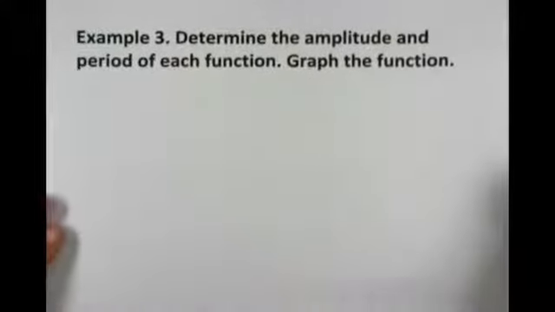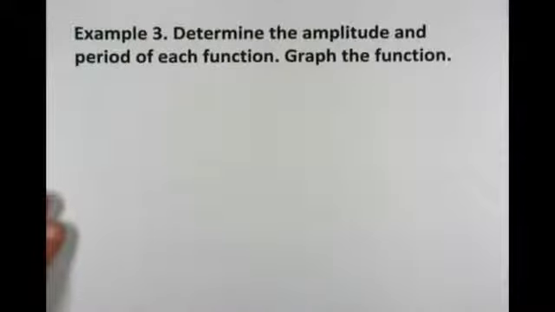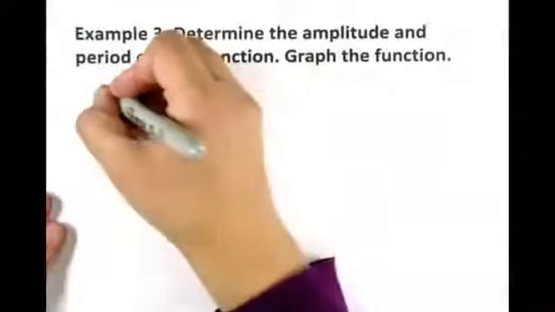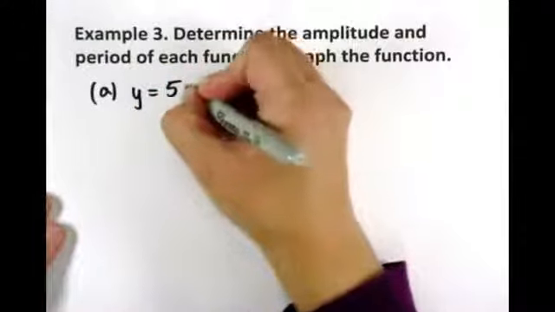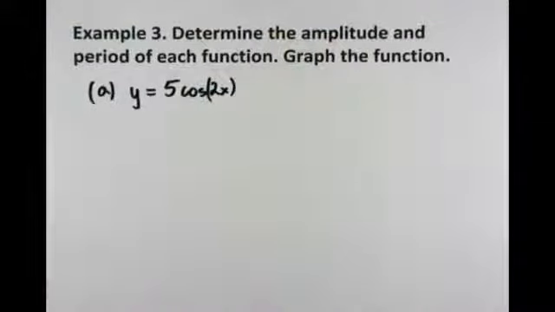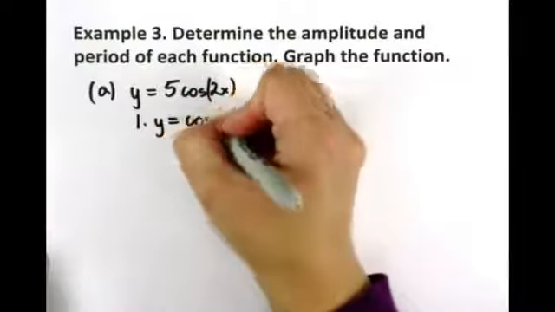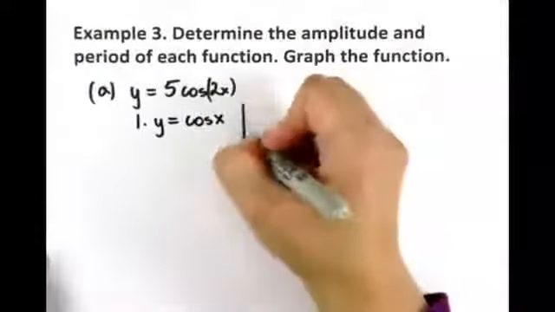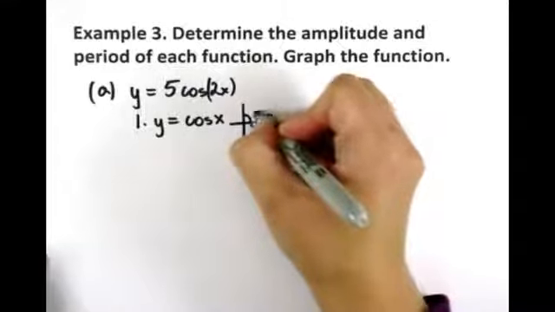Now we have another example: determine the amplitude and period of each function, and graph the function. So we have a, y is equal to 5 cos 2x. So we can use transformations. Number one, if I would like to graph it, I graph y is equal to cos x, and the graph has this shape, up to 2 pi, and in the middle is pi.